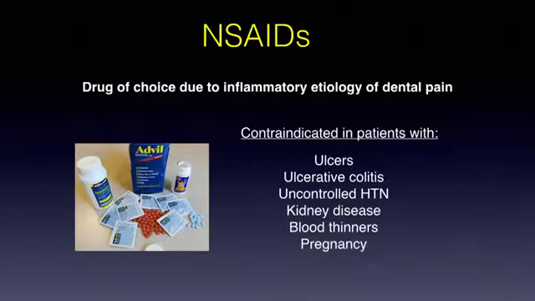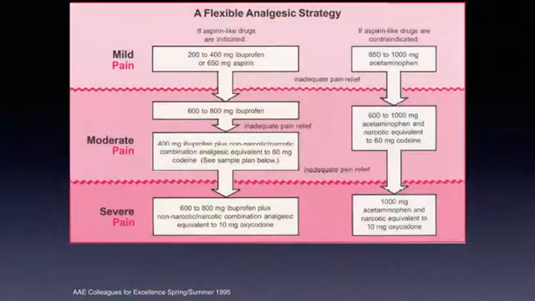While many patients can take NSAIDs, they are generally contraindicated in patients with ulcers, ulcerative colitis, uncontrolled hypertension, and kidney disease, patients who are taking blood thinners, and pregnant patients. We also want to check to see if they are already taking any prescription non-steroidal anti-inflammatories for any systemic conditions such as arthritis. A dosage of 200 to 400 milligrams of ibuprofen every 6 hours is adequate for mild pain.